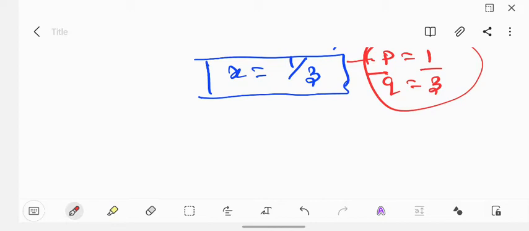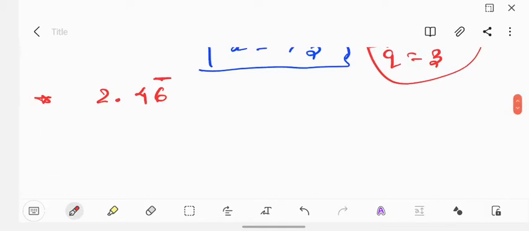Let's take another example of another format. Say we have the next example as 2.46 with the bar on top of the 6. That means the number 6, only one digit, is getting repeated, and the other digit after the decimal is non-repeating. Okay, so we go with the same process, with a little bit of changes there. So let's start with the solution now.